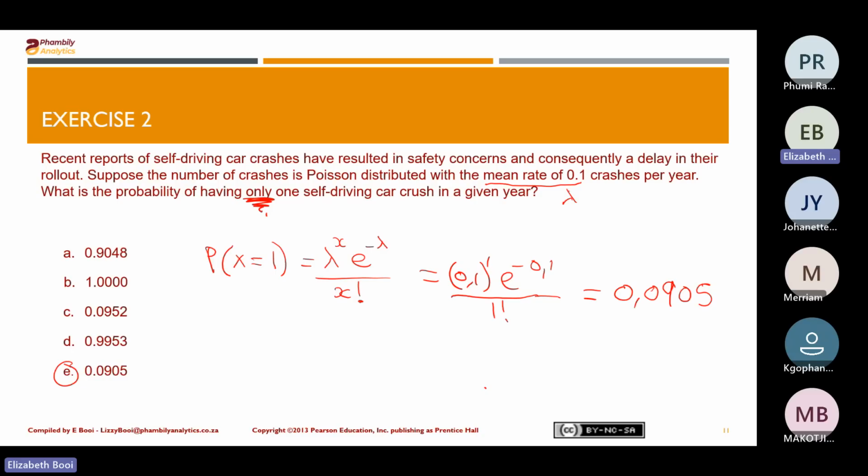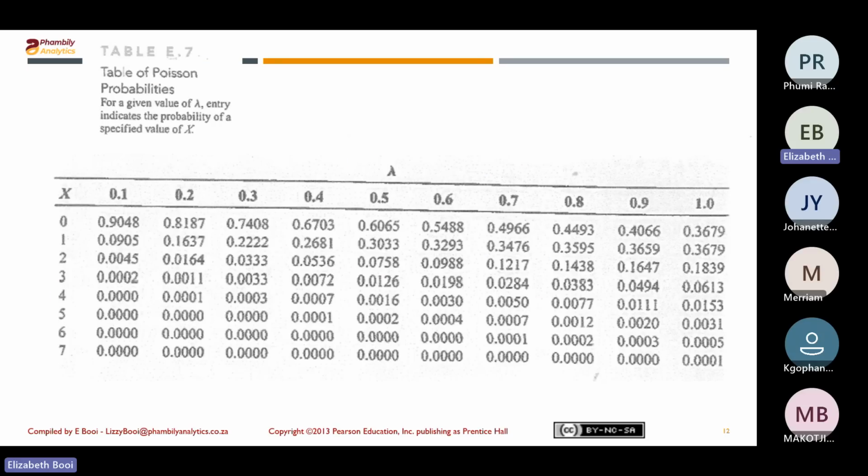Now, I also want to take the same information and use it to find the value from the table. So we need to go to Table E7, the table of Poisson probabilities. You will see that it's broken down by lambdas and the x values. We are looking for the probability of x equals 1 and our lambda is 0.1. So at lambda 0.1 and x equals 1, you can see that we get the same answer.